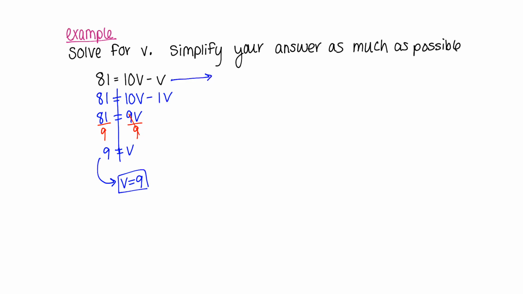Now, you could have rewritten this as 10v minus v equals 81, so just flippy-flopping the sides. That's totally legal. You would get the same result here. You would get 9v equals 81. You would divide both sides by 9, and you would get v equal to 9. So as long as the two things are equal, you can flip-flop. So if you don't like your variables on your right-hand side, no big deal.